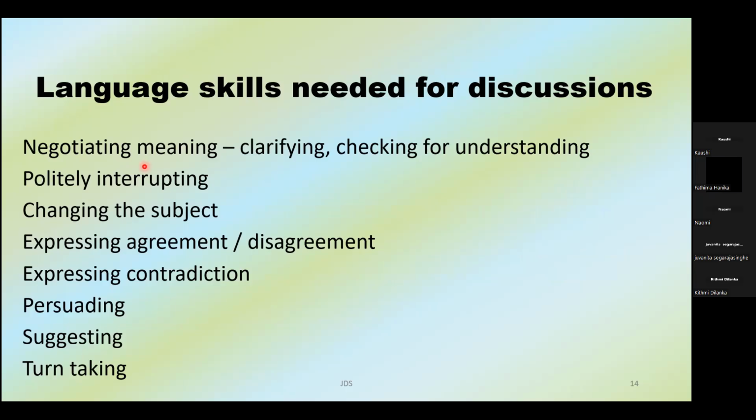Look at the language skills needed for discussions. Interrupting is definitely one that is not mentioned here. You have polite interrupting here. Negotiating meaning, right? Clarifying, reasoning, explaining. Changing the subject from one point of view to the other. All these, agreeing, disagreeing, all these are sub-skills connected to discussion. So the learners should be able to at least handle some of these if they are to engage in discussions.